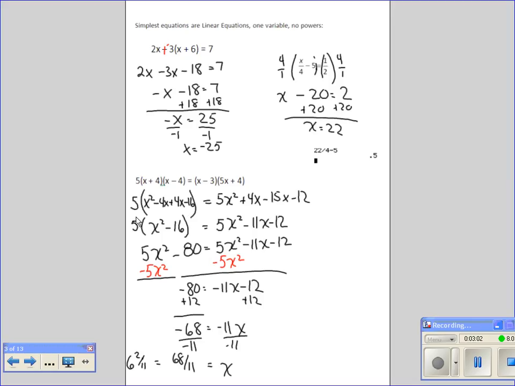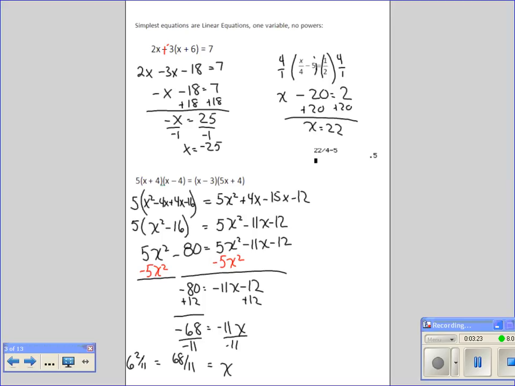And then we can distribute the 5 through the parentheses. Actually, we combined like terms here first, didn't we? Those canceled out, and then we distribute the 5 through the parentheses. And then over here we simply FOILed, and then when we start combining like terms, we see the x squared terms on both sides cancel each other out, leaving us with a linear equation that we can then solve.